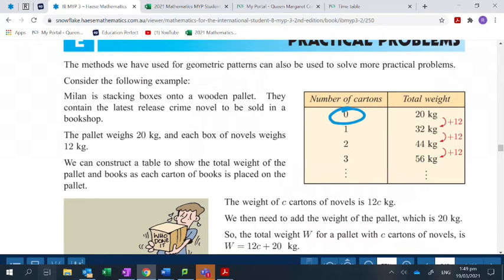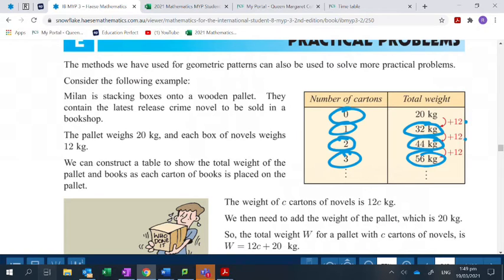You can have 0. In these application problems, they normally start with 0, then 1, then 2, then 3. So pay close attention to what you've got in your sentence. And each box of novels weighs 12 kilograms. So after he adds the first one, he's got the 20 plus 12, or 32. After he adds the second one, it's 12 more. The third one, it's 12 more. And the dots mean that goes on like that forever.